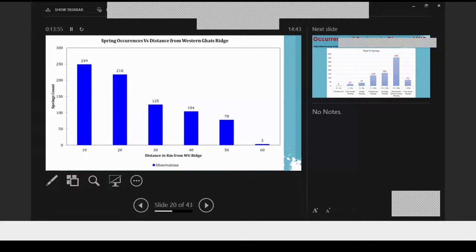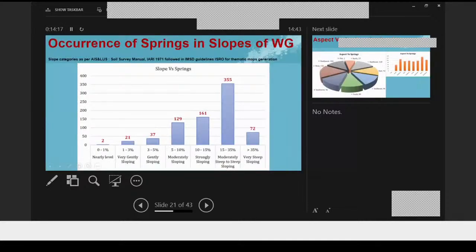We keep updating this. As sir told, we have explored more than 1,000 springs, whereas for this stage of the study we had explored 780 springs. Within the 10-kilometer range of the Western Ghats, nearly 250 springs occur, and within the 20-kilometer range of the core Western Ghats, nearly another 218 springs. This is one of the observations. And according to the slope, what type of springs are perennial? Some are seasonal, some are perennial.